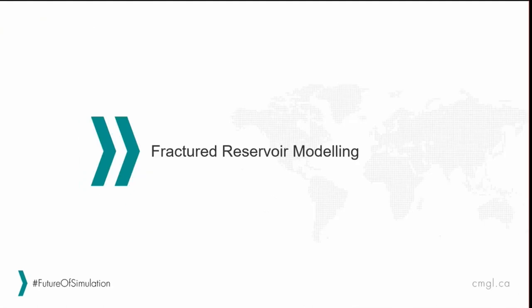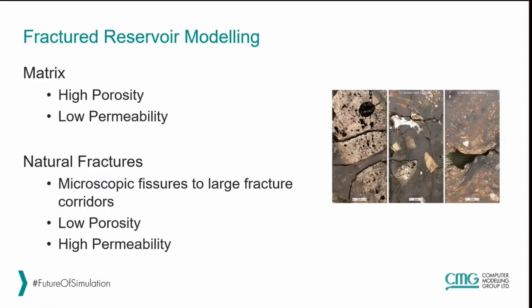To begin with, I'll do a little bit of background on fracture reservoir modeling, which is typically used for modeling fluid flow through dual continuous systems. With fractured reservoirs, typically we can divide the reservoir into two main components, the matrix and the natural fractures. The matrix is typically our rock portion, which would have a high porosity and a low permeability associated with it in many fractured reservoirs.